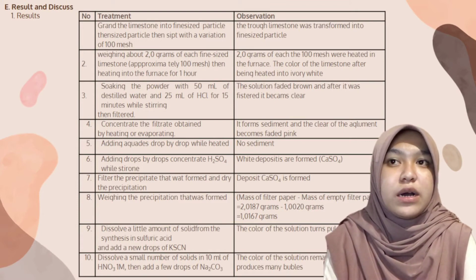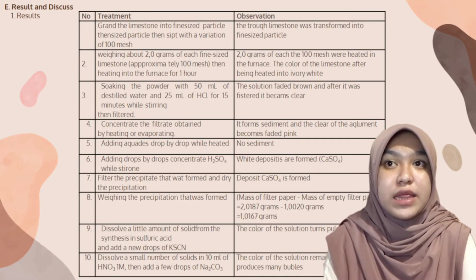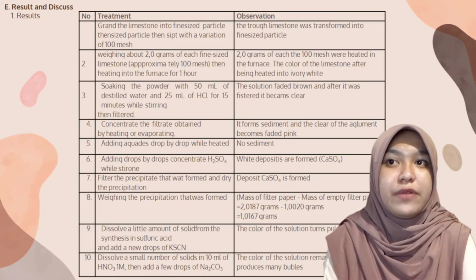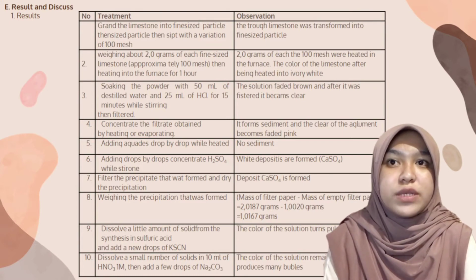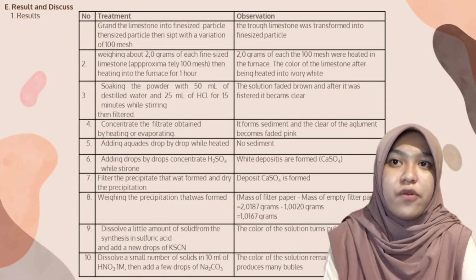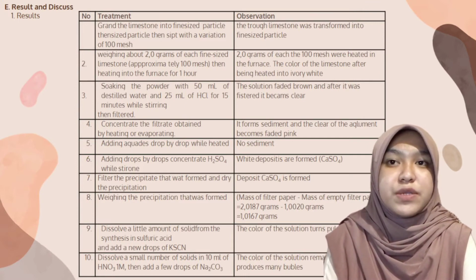Treatment: shaking the powder with 50 milliliters of distilled water and 25 milliliters of HCl for 15 minutes while stirring, then filtrate. Observation: the solution was faded brown, and after it was filtered, it became clear. Concentrate: the filtrate obtained by heating or evaporating it forms sediment, and the color of the solution becomes faded pink.